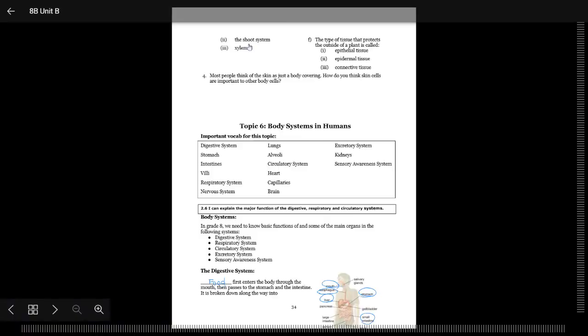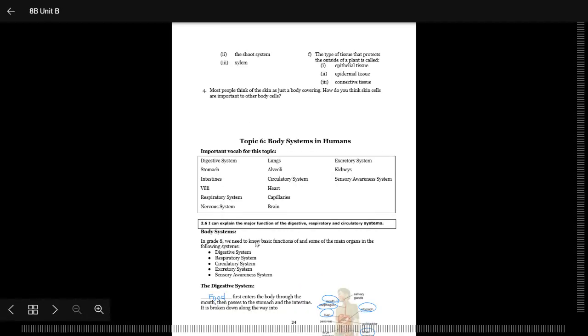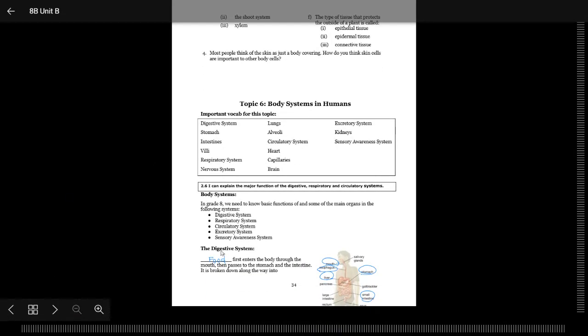Hello guys, today we're going to be learning about the body systems for grade A. Over here we have the digestive system, the respiratory system, the circulatory system, and excretory system. By the way, this sensory awareness system is not something we have to know fully because it's kind of complicated, but it's okay. Over here we have the digestive system.